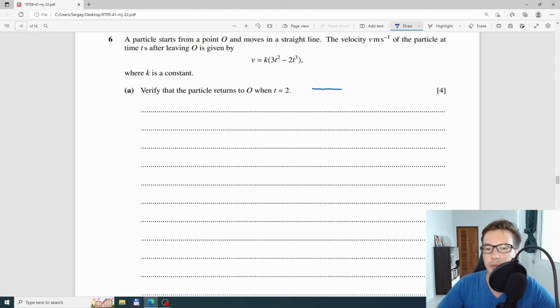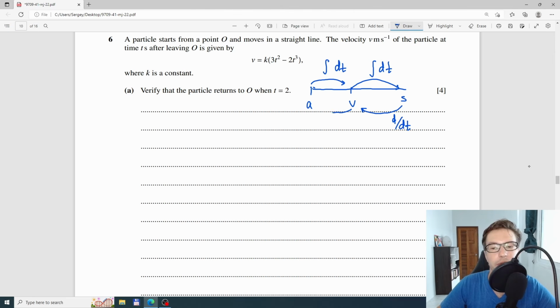It's very useful to remember that if you're trying to get from acceleration to velocity, you will have to integrate with respect to dt. If you want to get the coordinate of the particle from the velocity, you will have to integrate again. If you're trying to get velocity from the coordinate, you will have to differentiate with respect to t. And if you're looking for acceleration from the velocity, you will have to differentiate again.